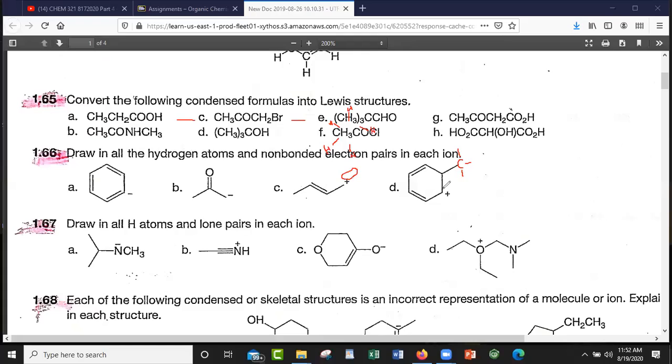All right, let's look at this carbon. What am I missing? How many bonds are shown? 2 bonds are shown. How many bonds does it need? 3. It's got to have 3, right? Because of that plus charge. So what do I need to draw on that carbon? A hydrogen. I'm going to draw it right here because I'm trying to maintain that geometry.